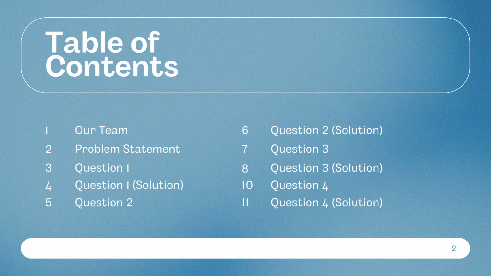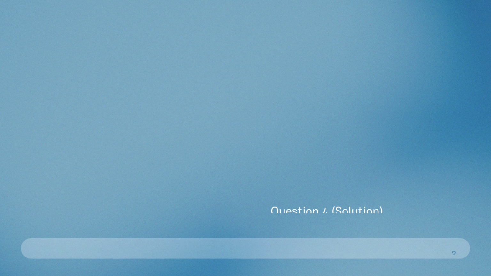Here is the table of our contents. First, we have introduction of our team members. Second, we have the problem statement. Third, we have question 1. Fourth, we have the solution for question 1. Fifth and sixth, question 2 and solution for question 2. Seventh and eighth, we have question 3 and solution for question 3. Tenth and eleventh, we have question 4 and solution for question 4.